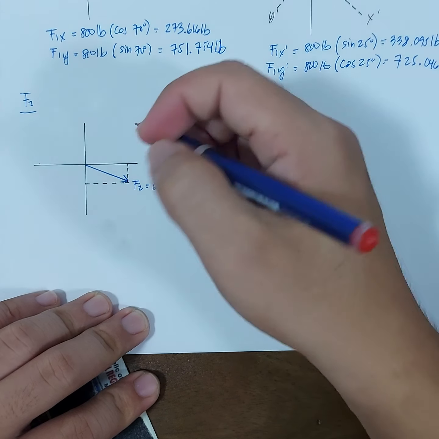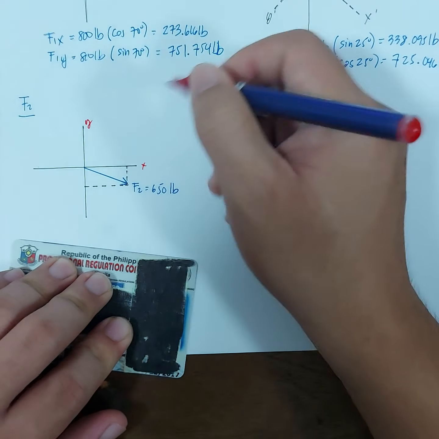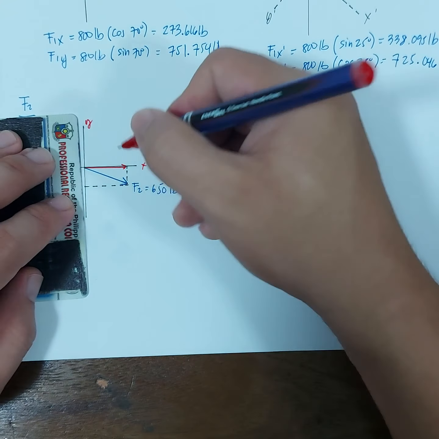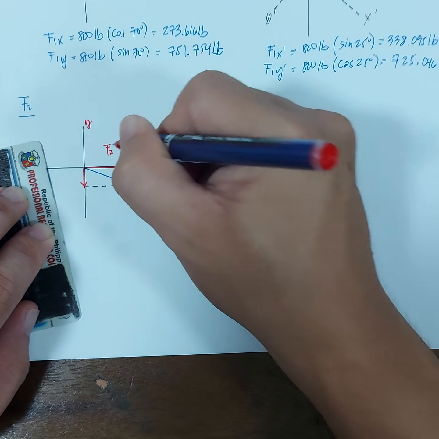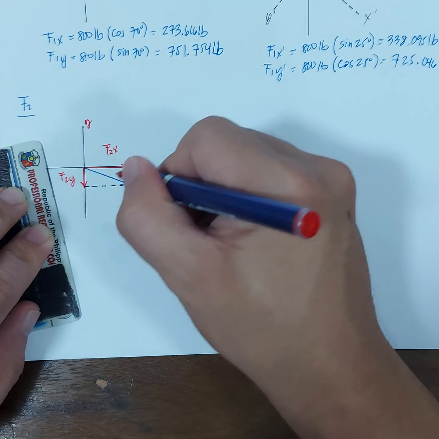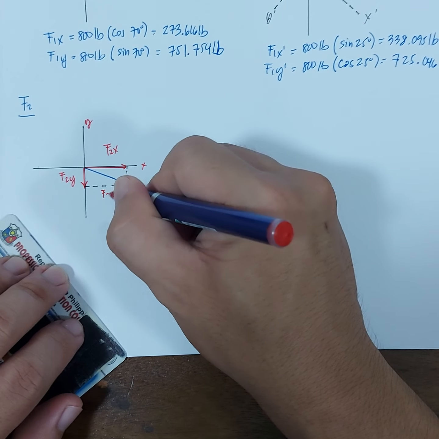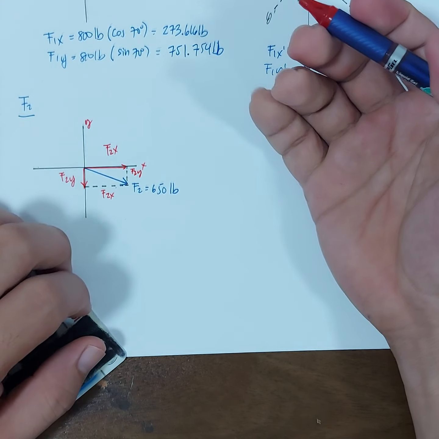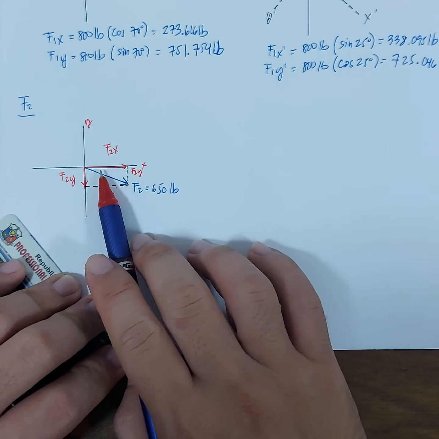So the components would be, ito yung sa may x-axis. This is x, y. And this is the component along y-axis. So this is F2x, this is F2y. So since parallel ito, this means that ito ay F2x din, and this is also F2y. So parallel, same direction, same magnitude. And then you can consider any of these two triangles.